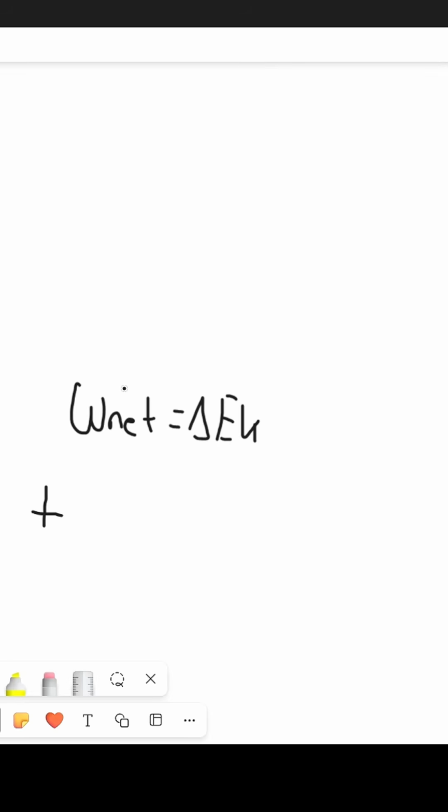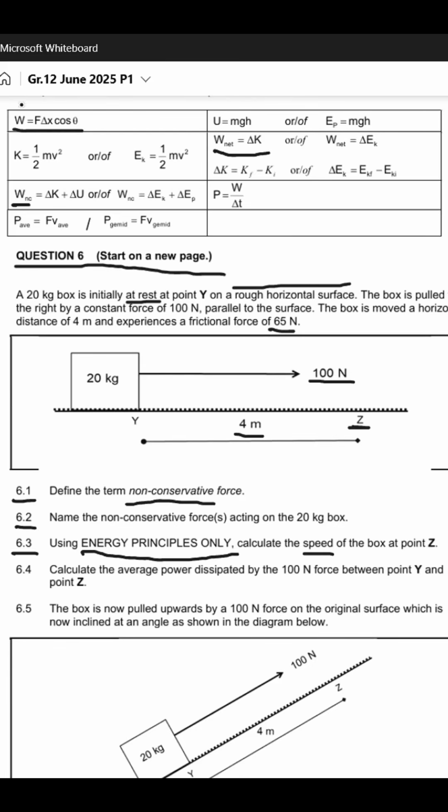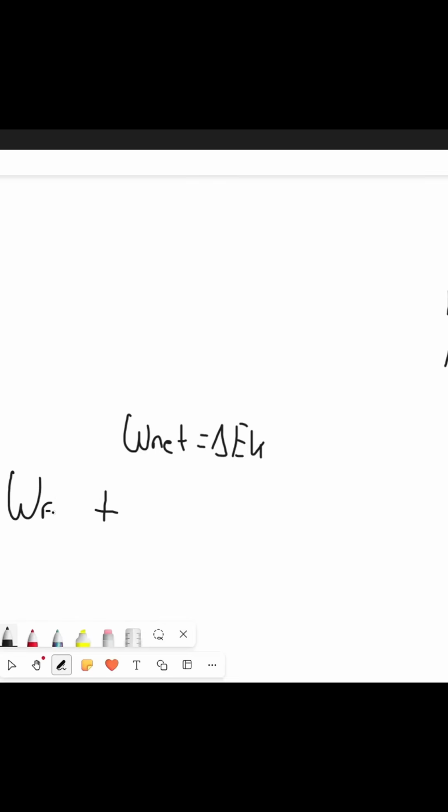So W_net means the resultant work done, which means we have to look at this formula up here and deal with the work done for the applied force and the work done for the frictional force. Once we have that, those two added up or subtracting from one another, considering they're going in different directions, will then equate to the W_net. Okay, so we can just write W_FA and W frictional force. And then delta EK means the change in kinetic energy, which means half m v_f squared, that's our final velocity, minus half m v_i squared.